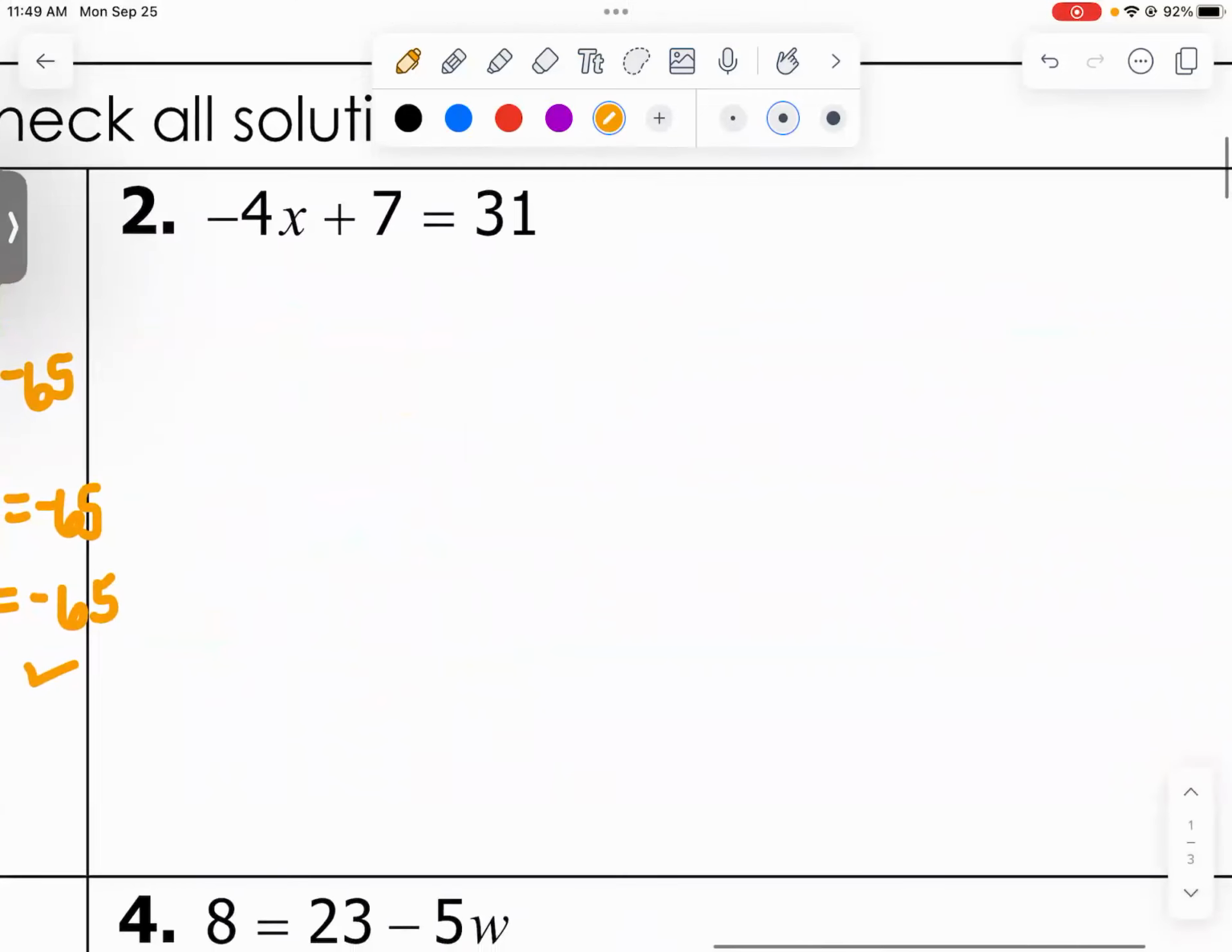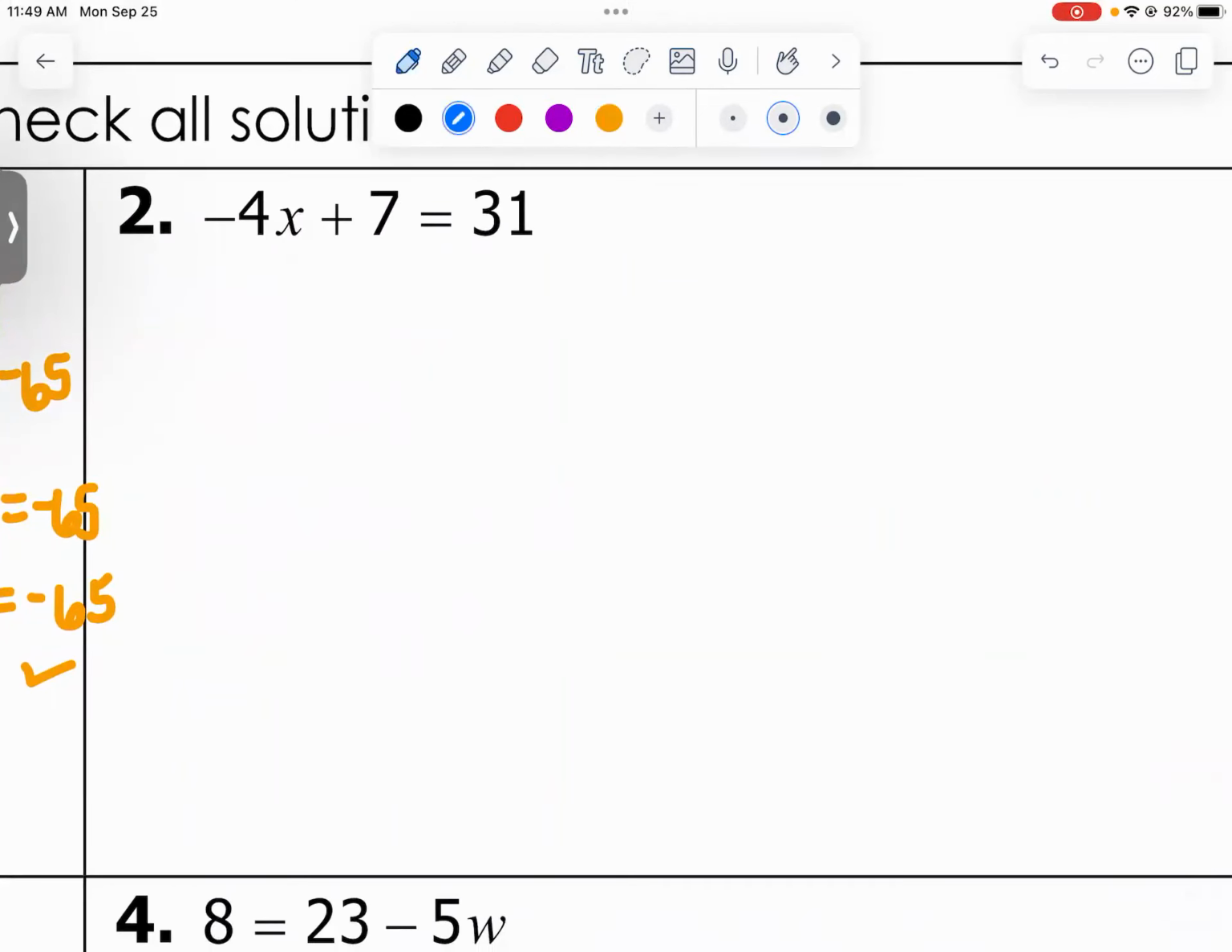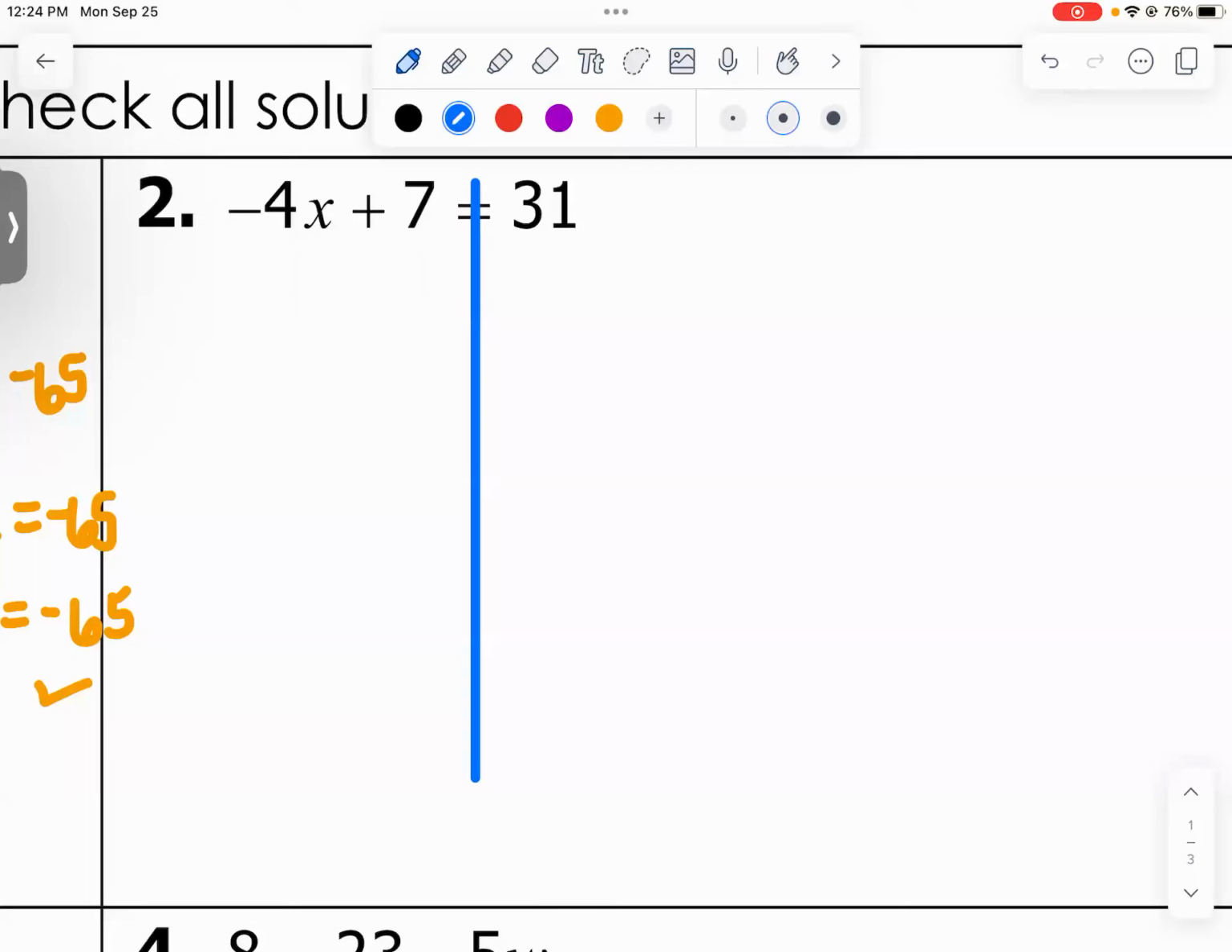What I want you to do is draw your fence for number 4. Draw your fence for number 4. Well, that's number 2, miss. Yep, that is. I want you to go ahead and highlight or circle your variable x.